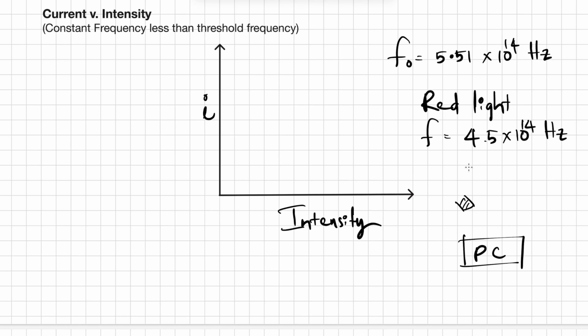But we are using radiation that has frequency less than threshold frequency, so there is no current. No matter how intense the radiation is, there will be no photoelectric emission. So there is no current. You can see the current is zero. You are increasing the intensity, but current is zero, right? So this is the second graph.